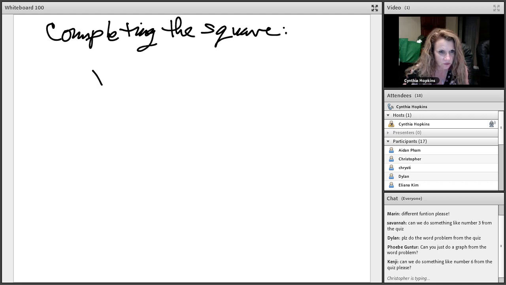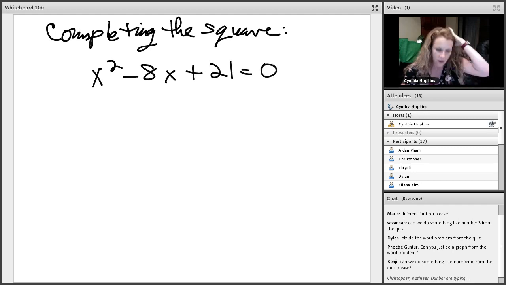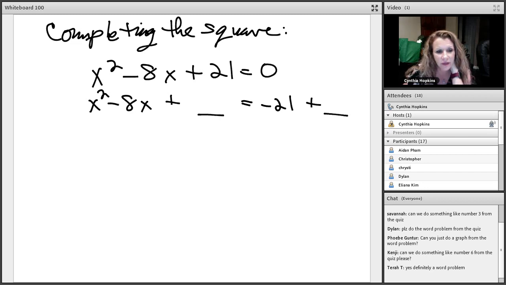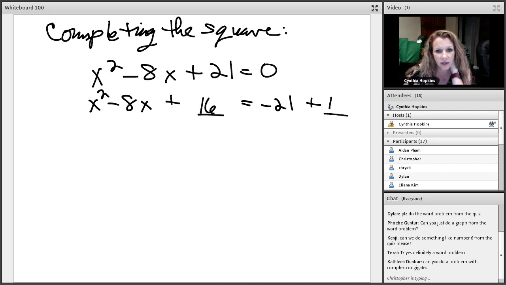Okay, so if they give you x squared minus 8x plus 21 equals 0. All right, so first step is to leave your first and second term alone and bring the constant term to the other side of the equal sign. So I get -21, and then I'm going to write plus blank and plus blank. All right, so because my leading coefficient is a 1, I go to my middle coefficient, this -8, and you take half of that, that's -4, and then you square it. And so I get plus 16. Well, I have to add the same thing to the other side to balance it out.